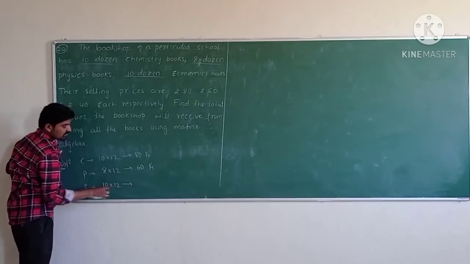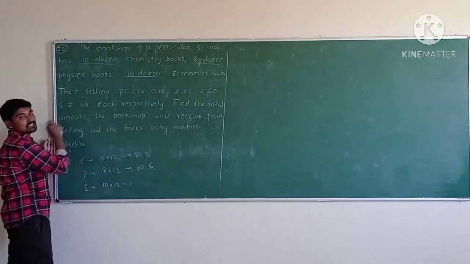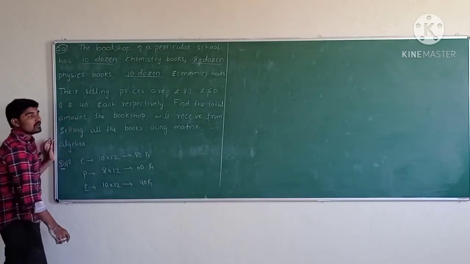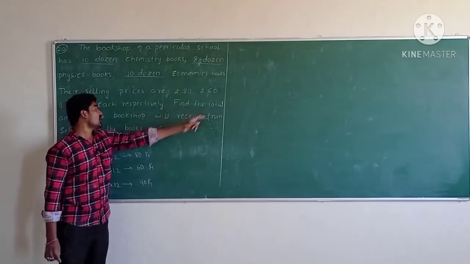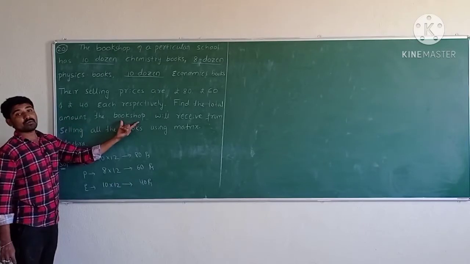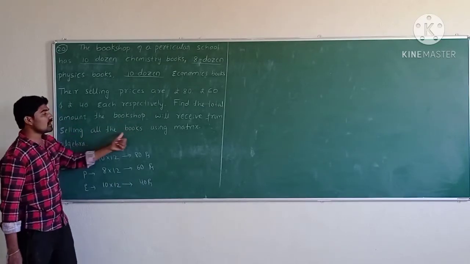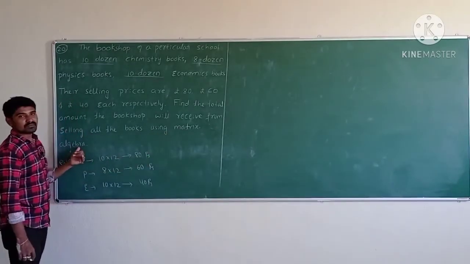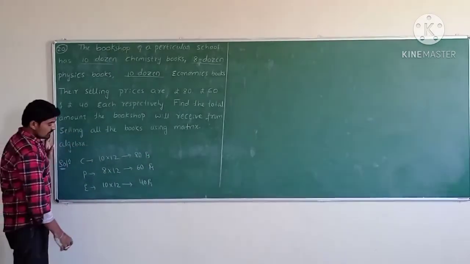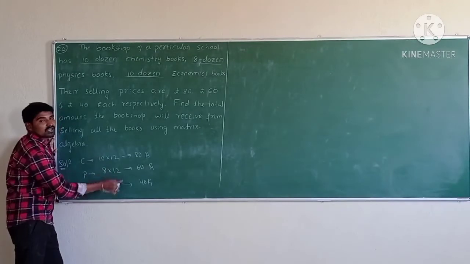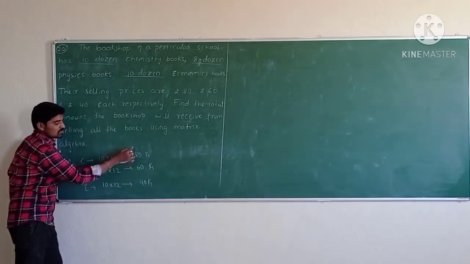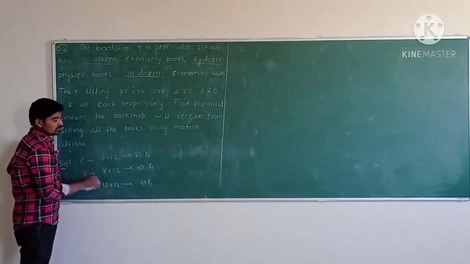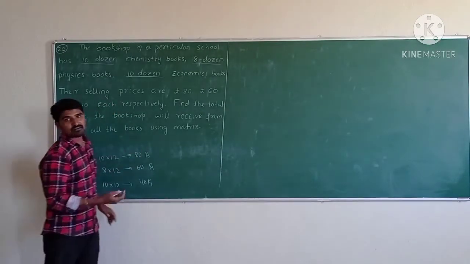And each copy of an economics book is 40 rupees. Now we need to find the total amount received by the bookseller after selling all these books by using which method? Matrix algebra. For that we express one kind of data in a row matrix and the other kind of data in a column matrix. The number of books we express in a row matrix, and the rupees we express in a column matrix.